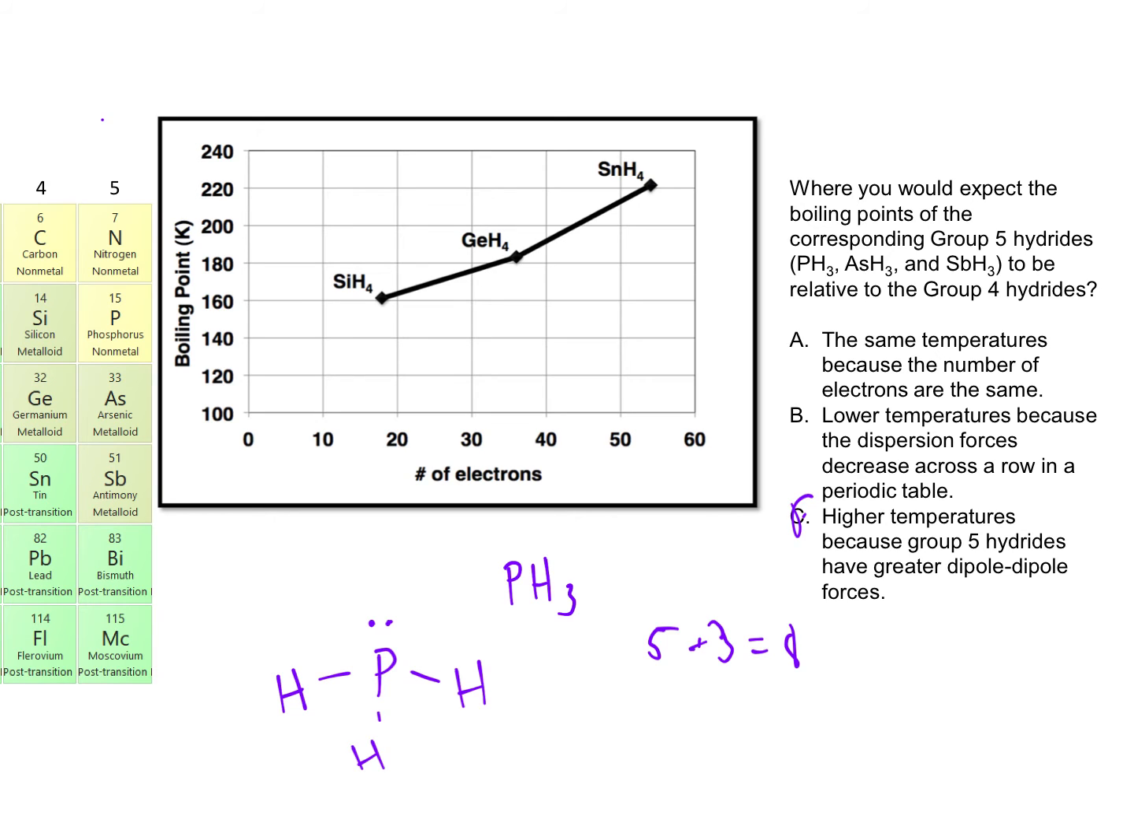So what geometry does this get us to? Yeah, trigonal pyramidal. So hard to say. We've got a lone pair of electrons. Okay. We've got that lone pair. Now we're going to have some dipole-dipole interactions. Okay.